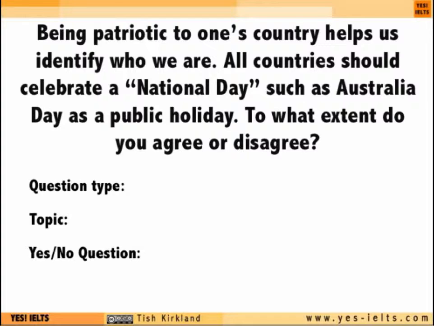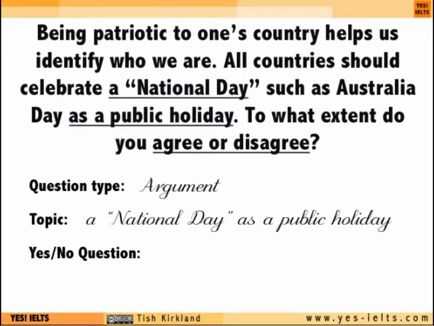First, let's begin with the question type. The words agree or disagree give us a clue that this is an argument type question in which we need to choose one side of an argument and substantiate this with supporting ideas and examples. Next is the topic. And finally, we need to identify the question that we are required to answer. For this argument essay, it is a yes-no question, beginning with the word should.